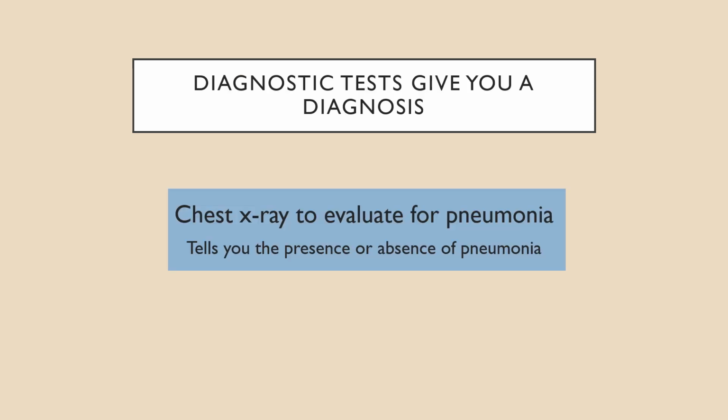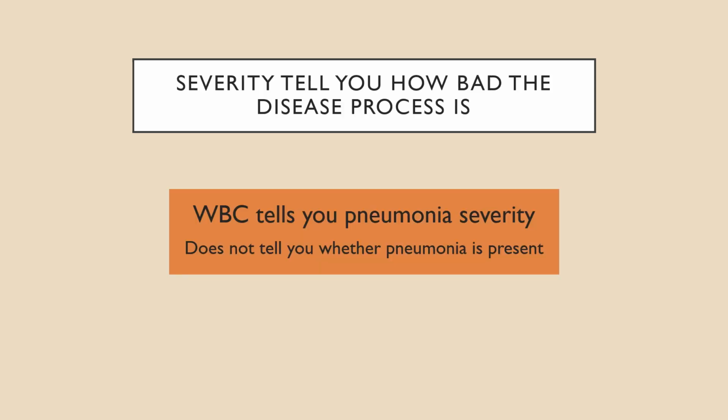Tests can simply give us a diagnosis. For example, a chest X-ray to evaluate for pneumonia. The chest X-ray tells you the presence or the absence of the pneumonia. Testing for severity tells you how bad the disease process is. For example, a white blood cell count can tell you about pneumonia severity, but it does not tell you whether pneumonia is present or not.